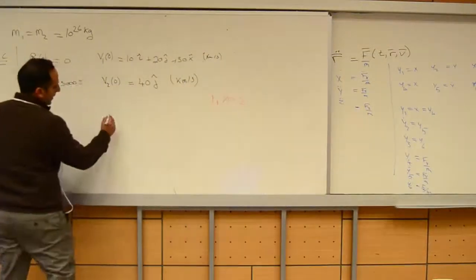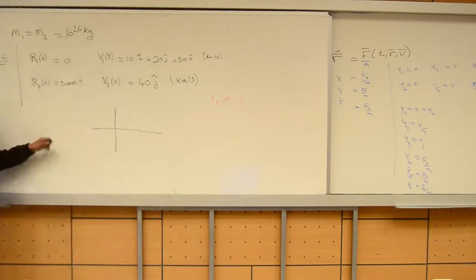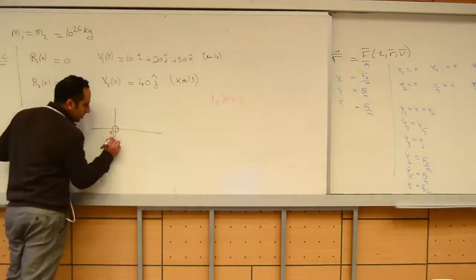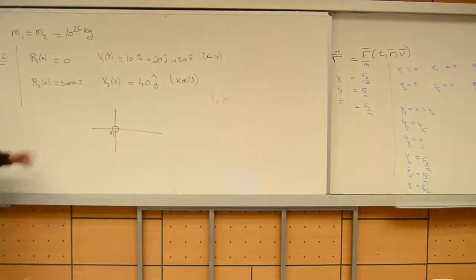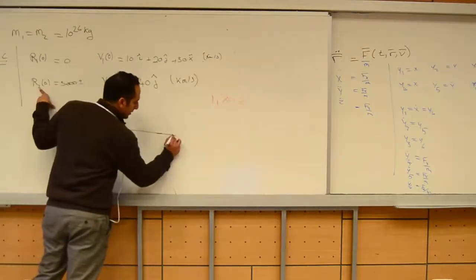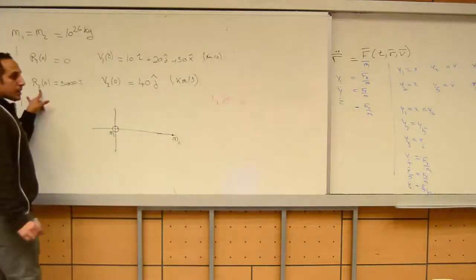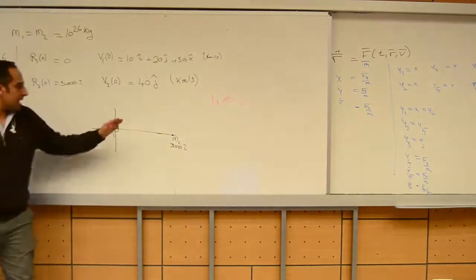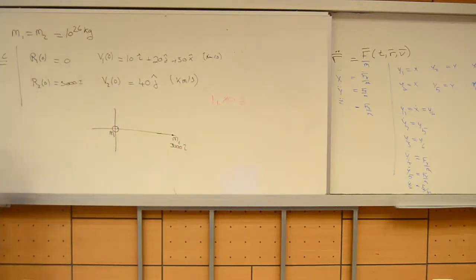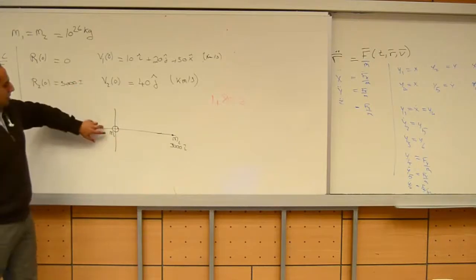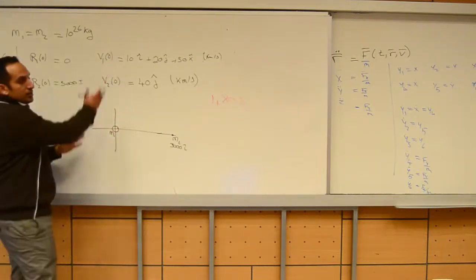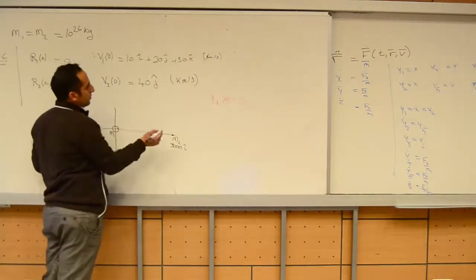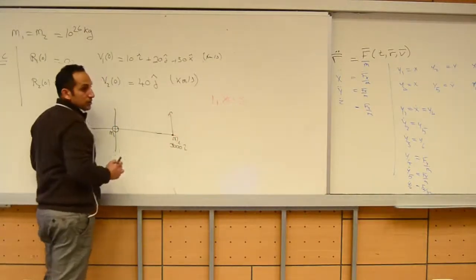Okay, I can now make a reference frame, okay. I'm just picking an inertial reference frame. Okay. Initially M1 is right here. Okay. And M2 is right here. Okay, at 3,000 in the I direction. So this is I, J, and K coming out. Okay. M1 initially has velocities in 3 directions. Okay. M2 initially has a velocity in this direction.